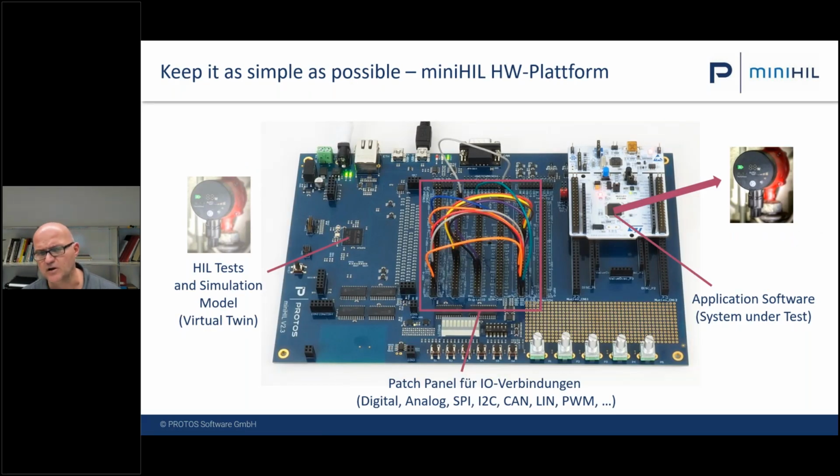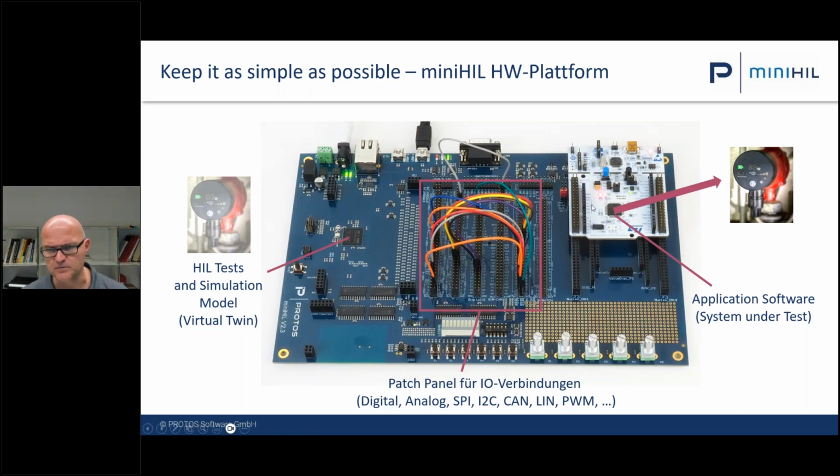Let's have a look at the mini-hill hardware platform we use to run this hardware software integration test. On the right side, you see the system under test. That's in this case an STM32 Cortex-M4 chip on an evaluation board, a standard evaluation board by ST. You plug in your evaluation board here on the right side of the mini-hill. The blue area, that's the mini-hill. And on the left side, you have a processor, a Cortex-M7, a very fast Cortex-M processor to run the environment simulation and the test cases.